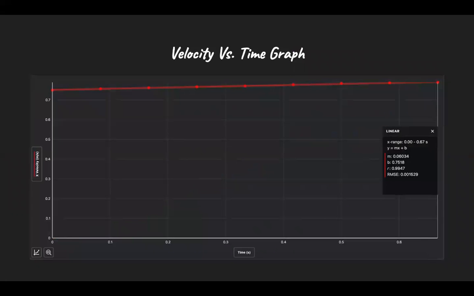Here we have our velocity versus time graph, which is also positive and has a constant increase in acceleration, but it is less steep than the other graph and has a lesser slope.